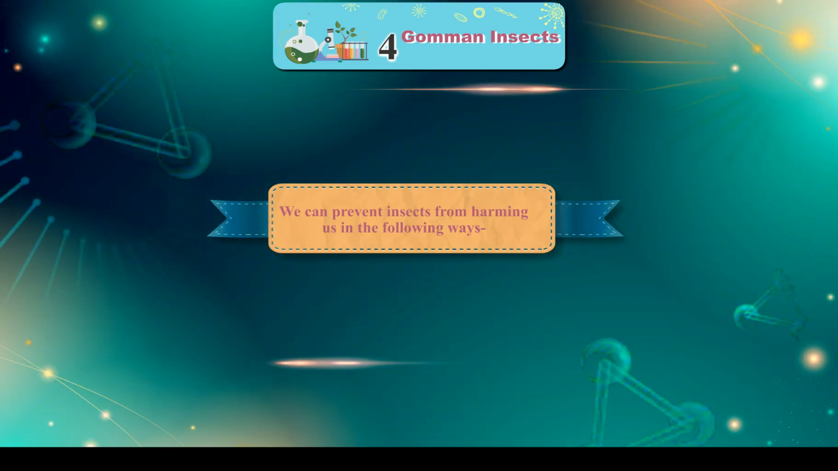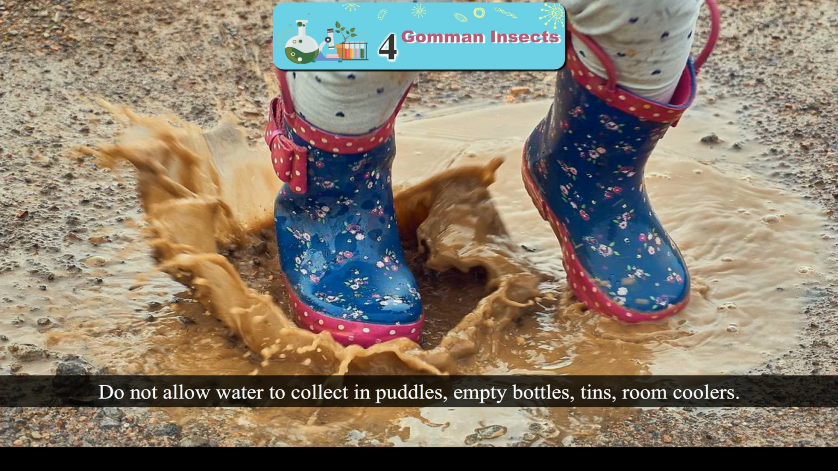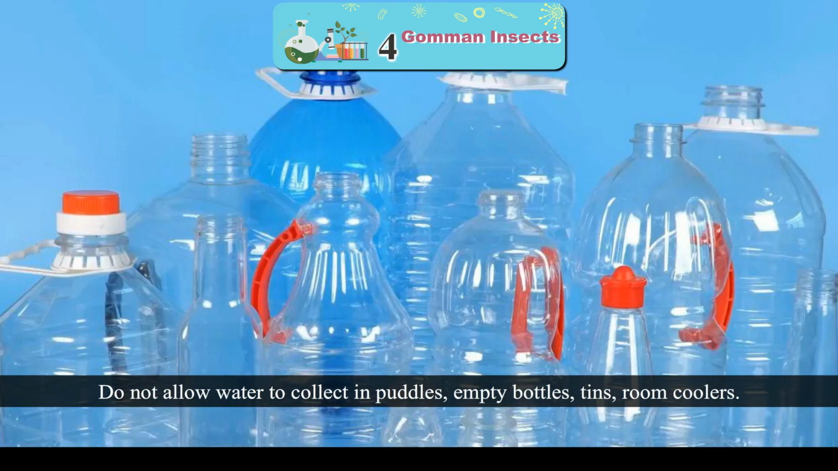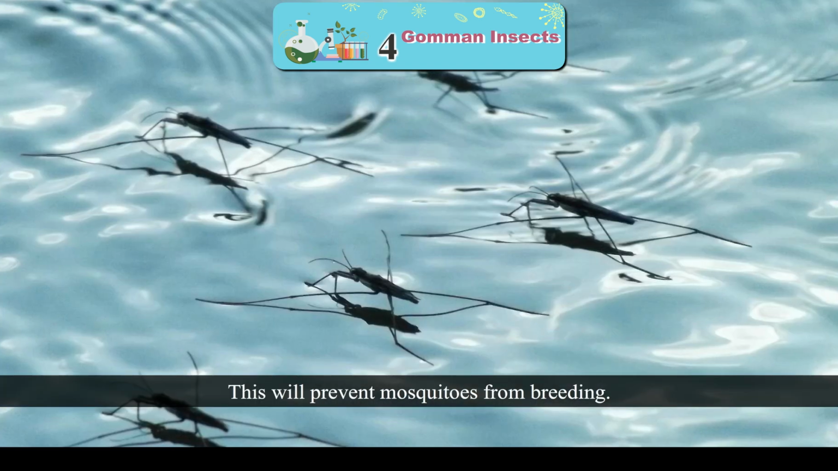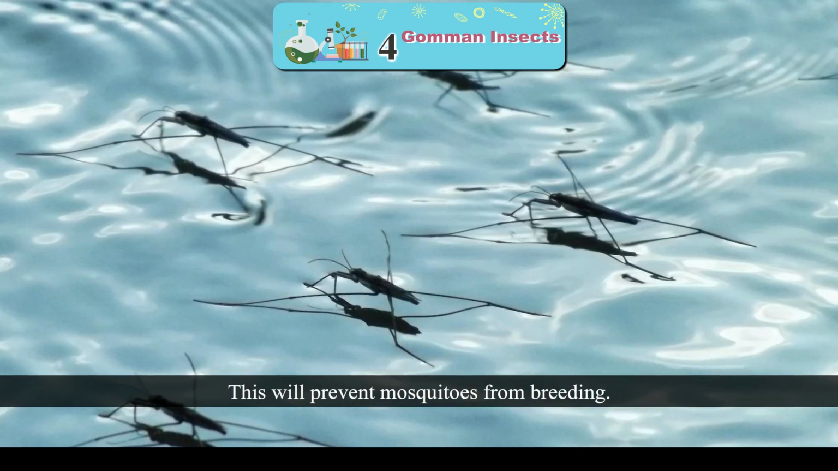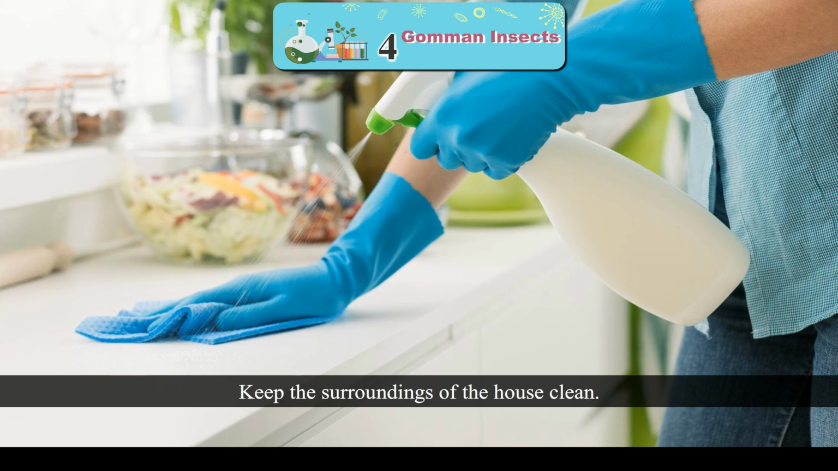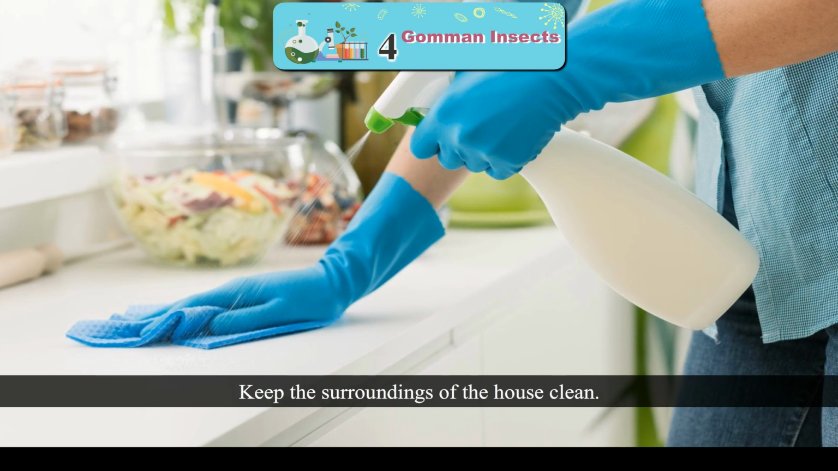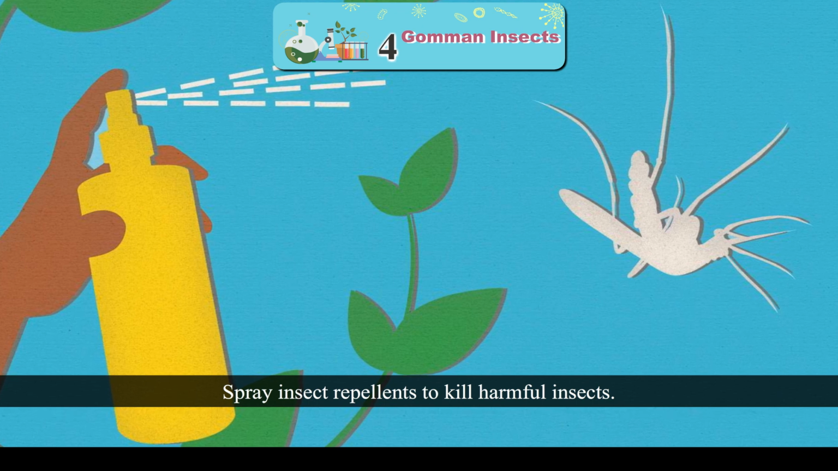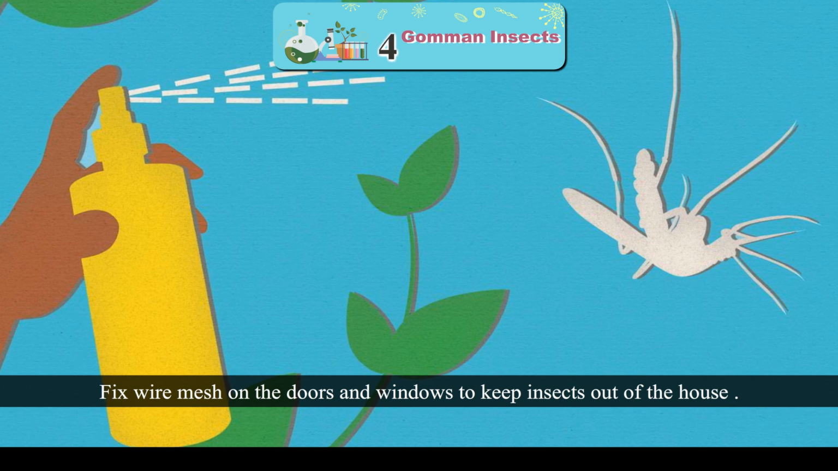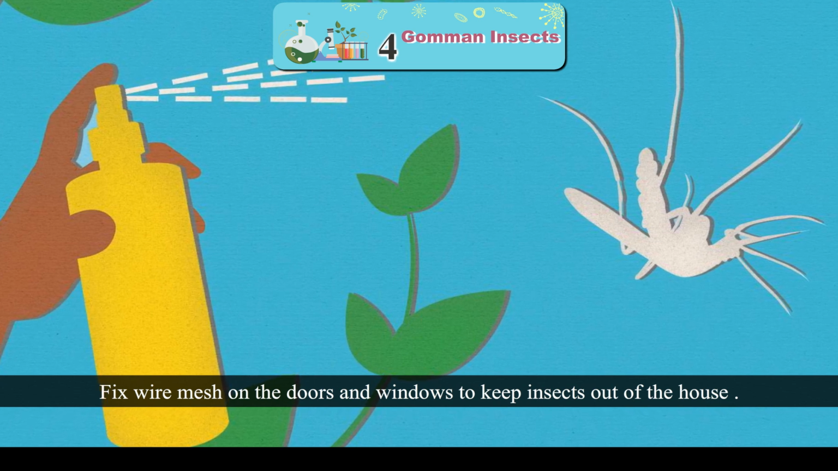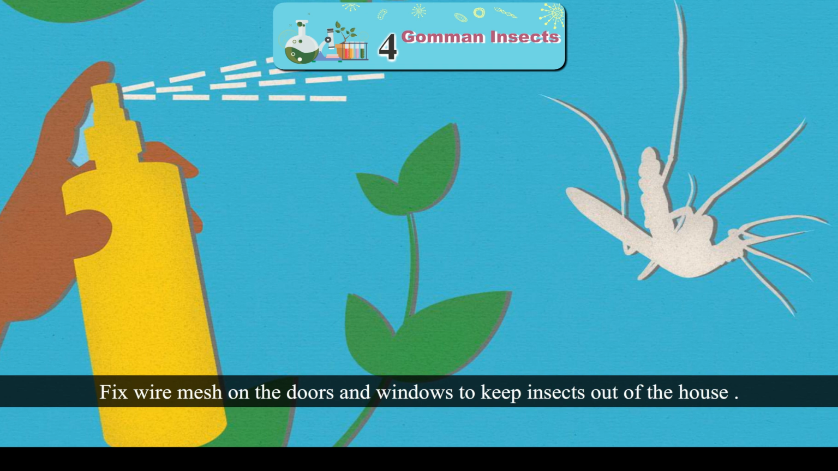We can prevent insects from harming us in the following ways. Do not allow water to collect in puddles, empty bottles, tins, and room coolers. This will prevent mosquitoes from breeding. Keep the surroundings of the house clean. Spray insect repellents to kill harmful insects. Fix wire mesh on the doors and windows to keep insects out of the house.